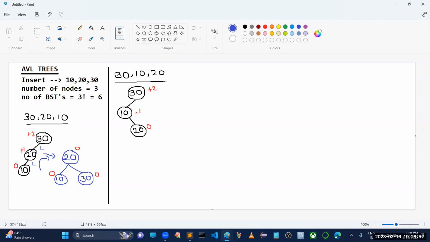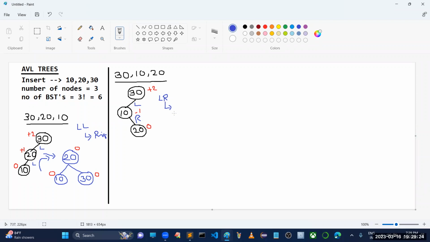What kind of rotation is it? By inserting 20 we got this problem. It is the right child of its parent, and for the grandparent it is in the left subtree. The earlier one was the LL case, where we did right rotation. This is called the LR case. In this case we have to do two rotations, sir.